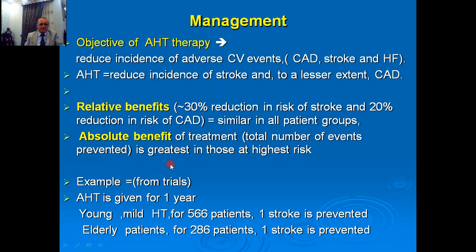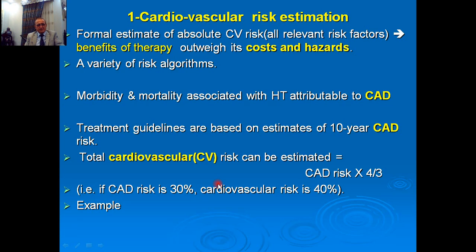I'll give an example. If we give antihypertensive treatment for 1 year, one stroke will be prevented in 500 people who have mild hypertension who are young. But in elderly, you can prevent one stroke in 200, in half of this number. This is the absolute benefit. Anyway, don't bother yourself about these statistical points.